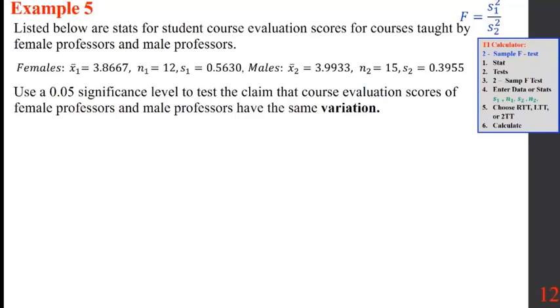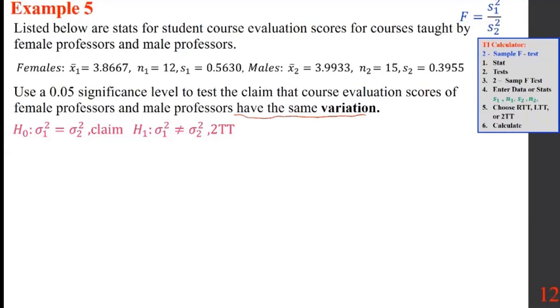So all we have to do is write the different steps. The very first one obviously being H0 and H1. H0: sigma 1 squared equals sigma 2 squared. And that is the claim. Use a 0.05 significance level to test the claim that the course evaluation scores of female professors and male professors have the same variation, that is the claim. And not equal makes a two-tail test.